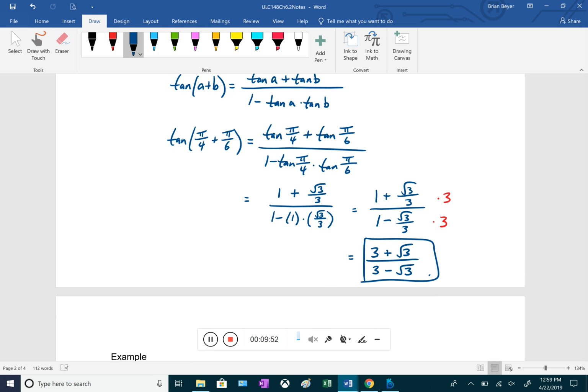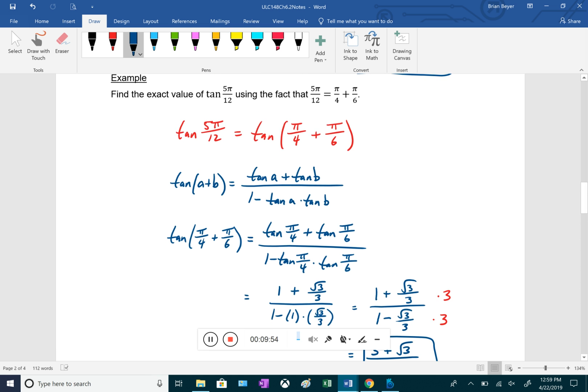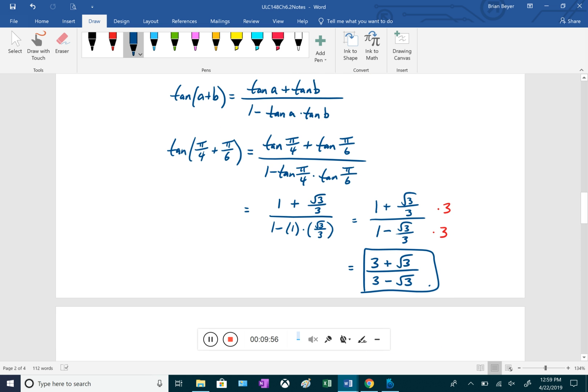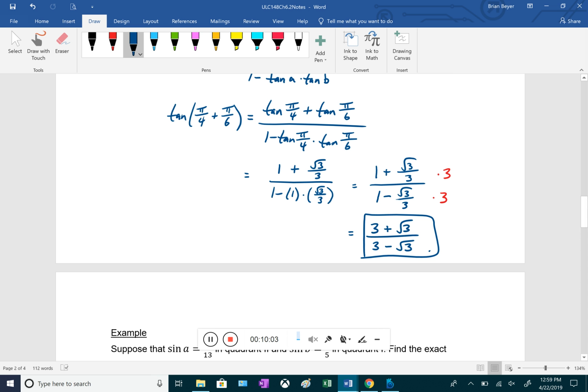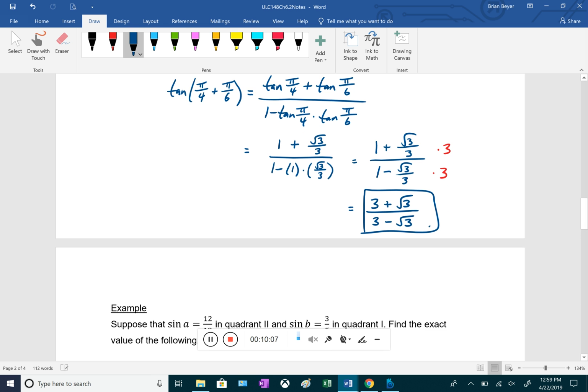Okay, so that is tangent of 5 pi over 12. Once again, you could plug this in the calculator in radian mode, tangent of 5 pi over 12. You'll get a decimal. You could plug in your answer in the calculator and make sure you get the same decimal answer.